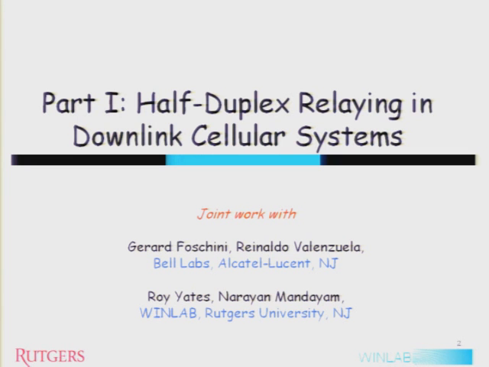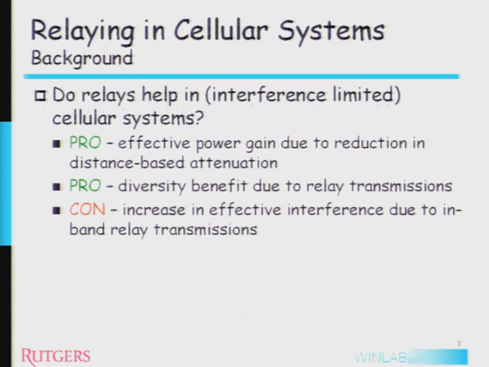By half-duplex, I mean those relays which cannot simultaneously transmit and receive in the same band. So the question we started out with is, do relays really help in interference limited cellular systems? There is a lot of work in the literature, but a bird's eye view shows effective power gain due to reduction in distance-based attenuation, so relays could help there, and also diversity benefits due to relay transmissions. But one major disadvantage is that it can increase the effective interference due to in-band relay transmissions.